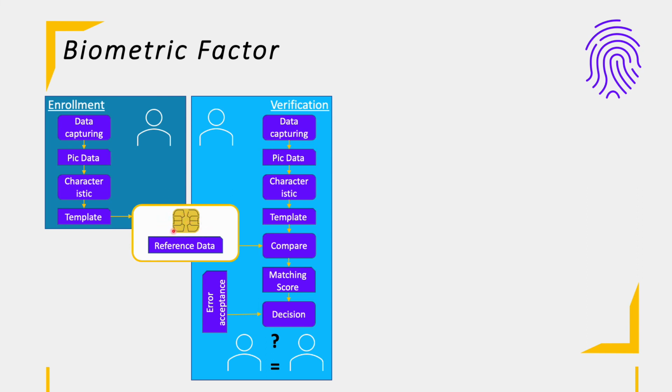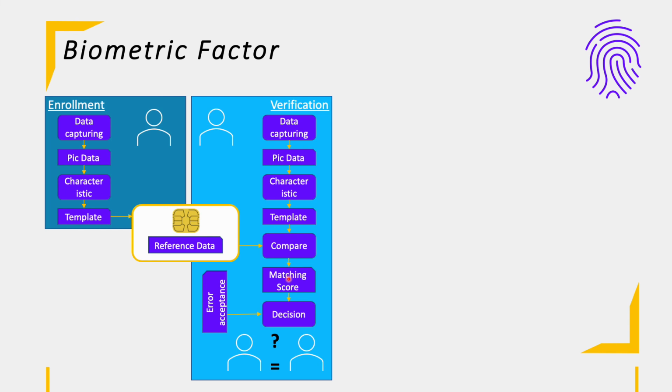So this fingerprint will be saved here and will be the reference for the verification process. As soon as you have enrolled with your fingerprint and you want to authenticate the first time using this kind of characteristic, we get into the verification process. The first steps are the same. The sensor will take the data, make a picture out of it, take characteristics out of it, make a template, and this template will then be compared to the reference data. And a matching score will be built.